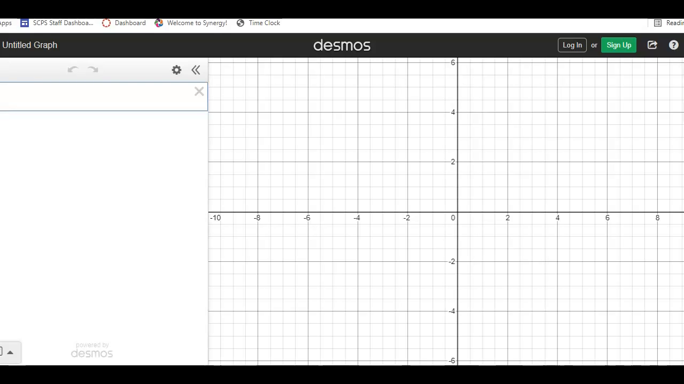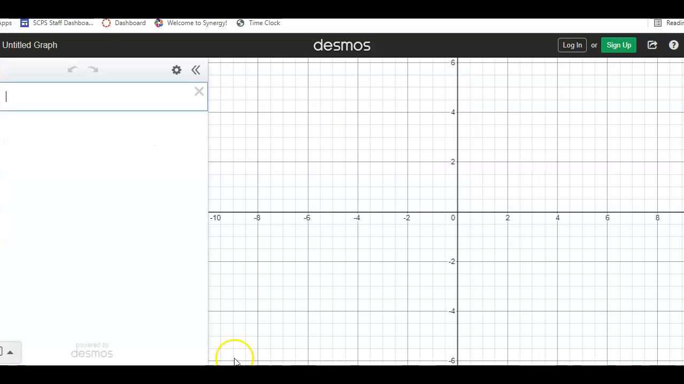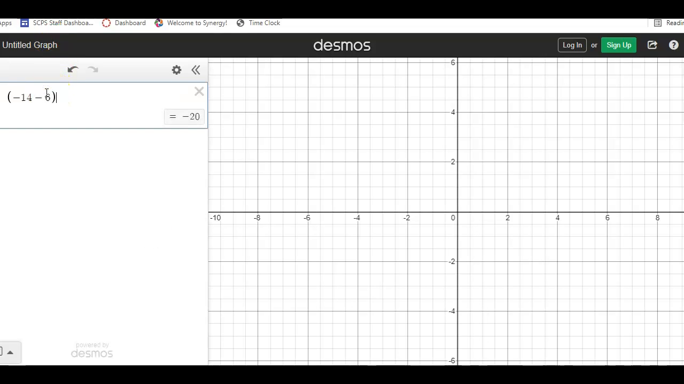If you come to the Desmos calculator by going to desmos.com/calculator, or you can just Google it, you can plug in your points right in here. So let's start by plugging in this information to get negative 5. I can plug in parentheses, negative 14 minus 6, close my parentheses and then divide by 5 minus 1. It will get you your answer right here.